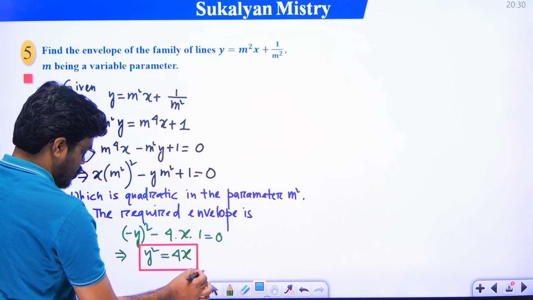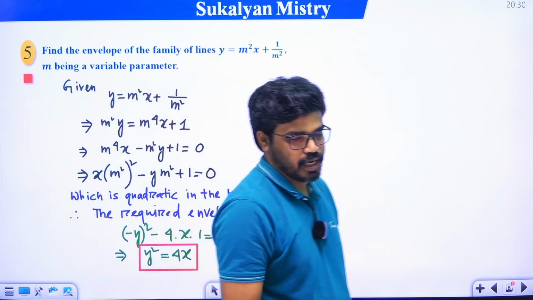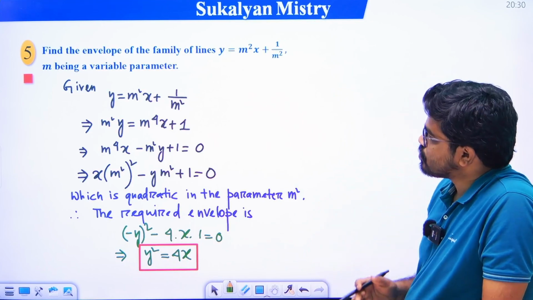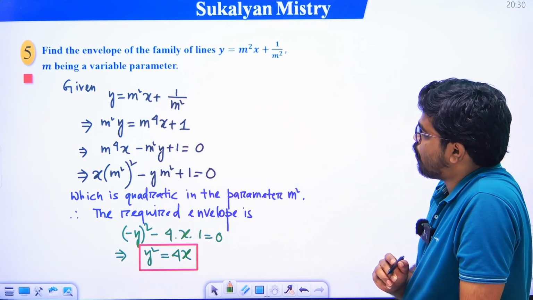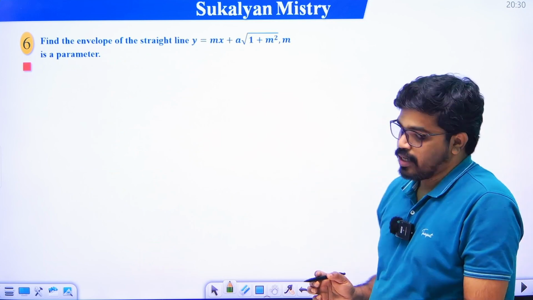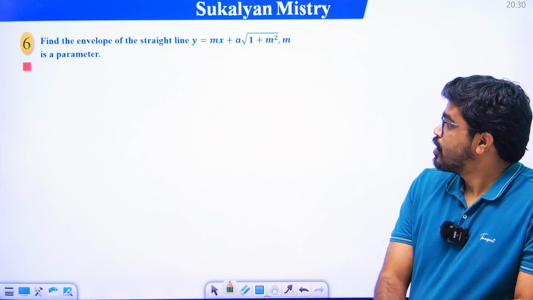So this is the required envelope. Right? Okay, clear? So next problem, find the envelope of the straight line.